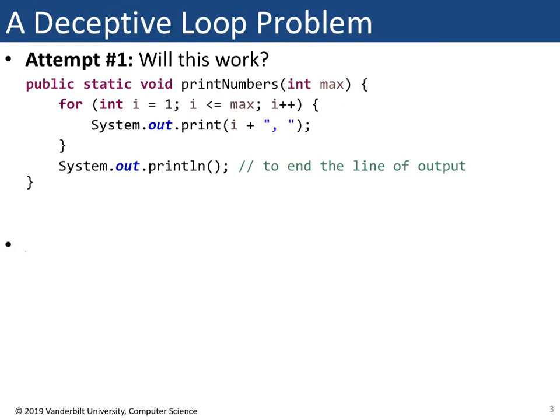So let's not even think through this. Let's just start trying to code this and see if it'll work. So we want to write a method that we can pass a parameter max, and this parameter will be the maximum value that gets printed out to the screen. We print out all values from 1 up to that max value, separated by commas.